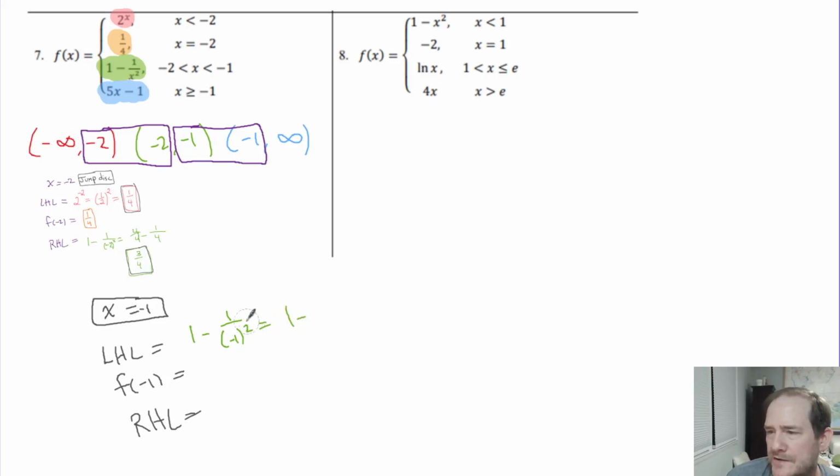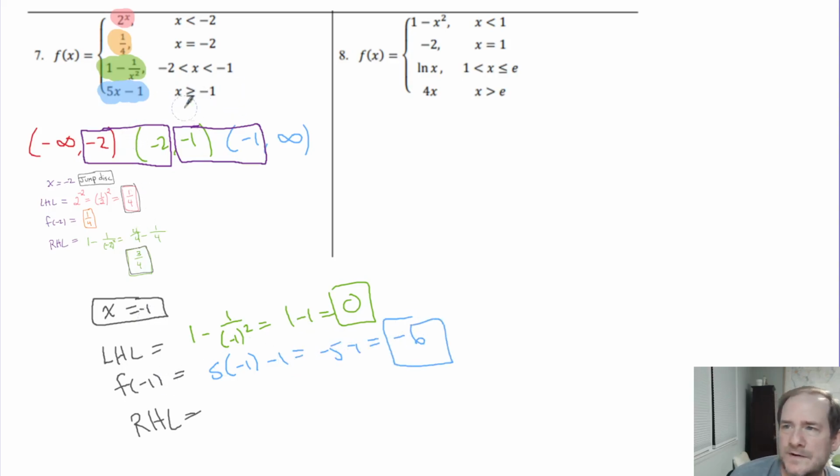So that's 1 minus 1 over 1, which is 1, which is 0. The function value is going to come from the blue expression. So that'll be 5 times -1 minus 1, negative 5 minus 1 is -6. And then the right hand limit is the same. It's going to come from the same blue expression. So it'll also be -6.